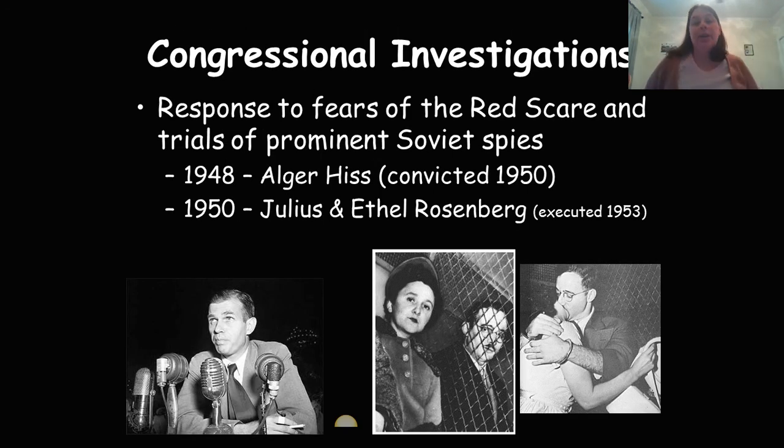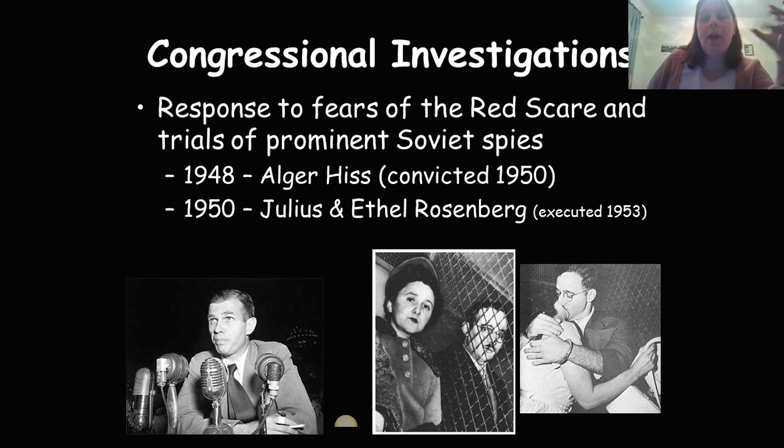We also start to really heat up investigation of Soviet spies. There's two very high profile cases of people arrested for passing military secrets to the Soviets. A guy named Alger Hiss, who was a State Department official in 1948, and then a married couple, Julius and Ethel Rosenberg. Julius Rosenberg worked for the Manhattan Project, producing the atomic bomb, and the government convicts him of passing nuclear secrets to the Soviets.